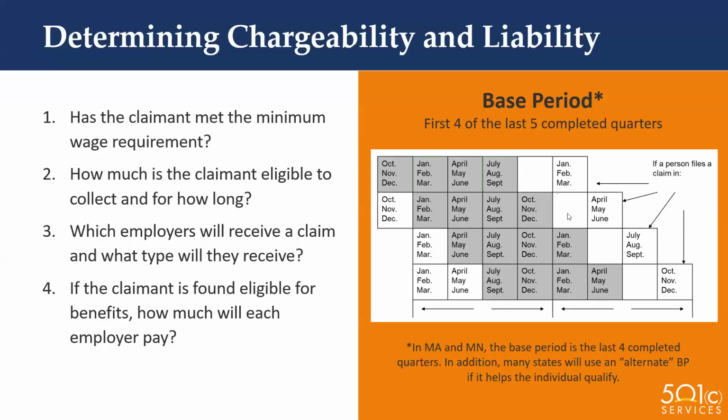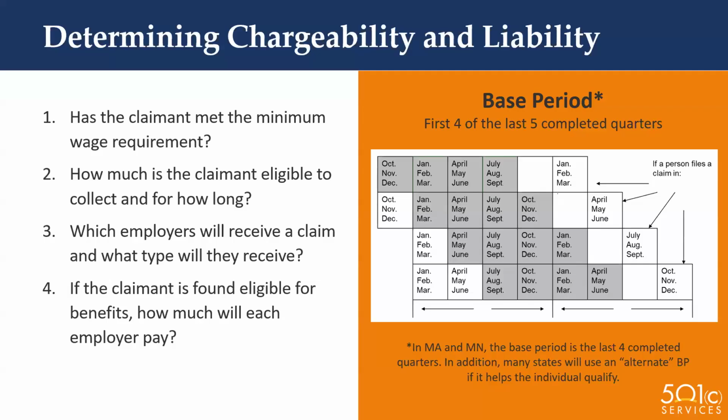So Q1 of 26 won't even be in the equation. We call that the lag quarter. So your base period for anyone who files right now is actually calendar year 2025. So that means that someone who left your organization in February 2025, if they file a claim today because they got let go somewhere else, maybe you could still be in that look back base period. You could still be chargeable for the claim.